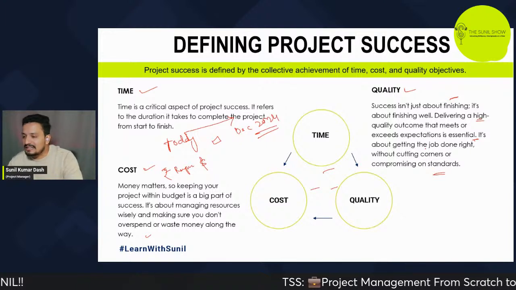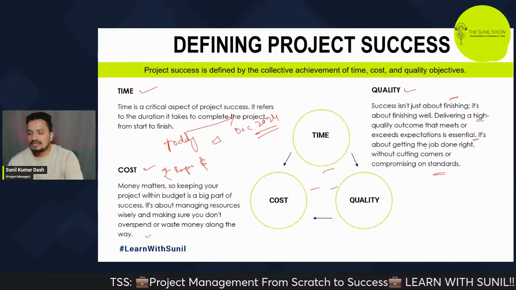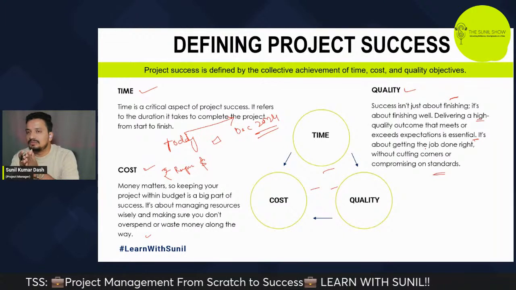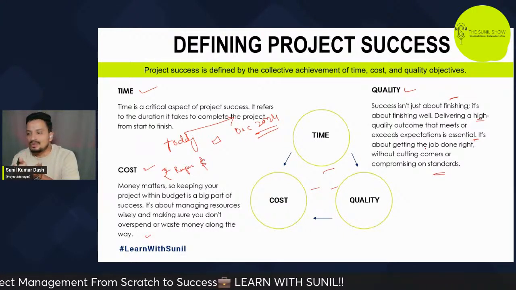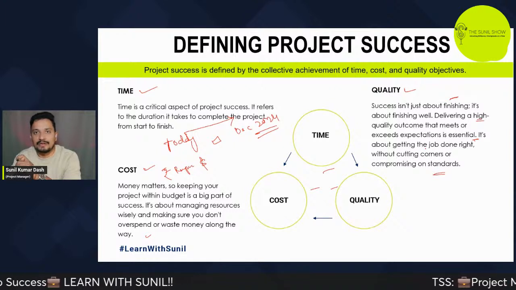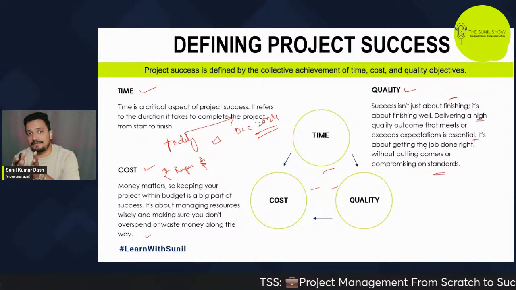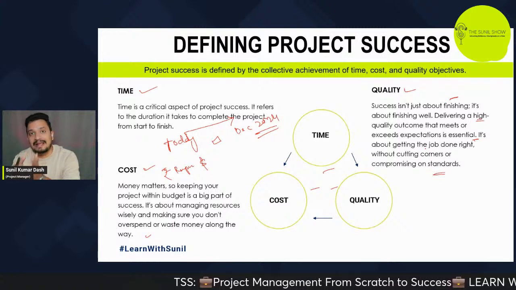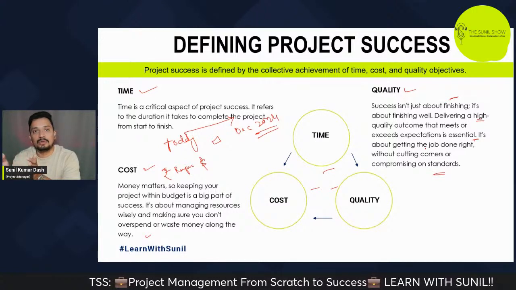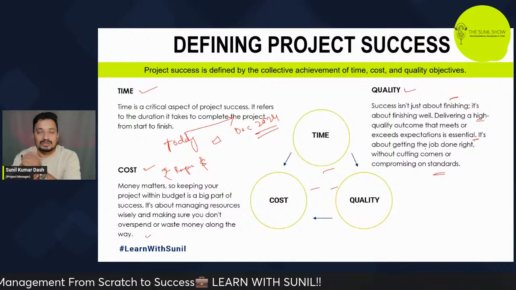So these are the three important parameters that we have. Let's take an example. Think of a smartphone. We all use smartphones, right? If it is launched before the holiday season, you win. That's when you planned to launch. If you fail to launch before the holiday season, then your sales are gone. So time is important.